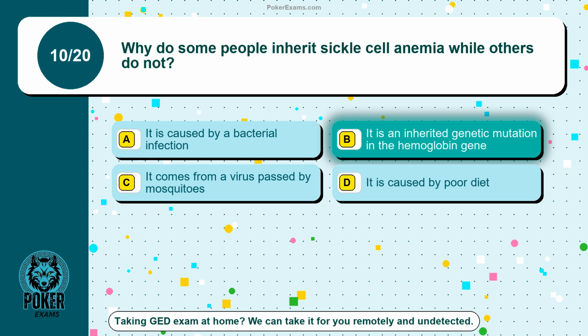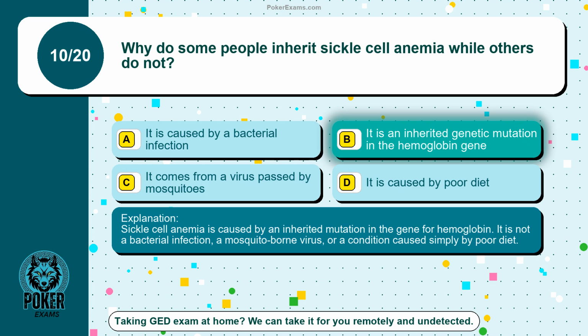The correct answer is option B. It is an inherited genetic mutation in the hemoglobin gene. Sickle cell anemia is caused by an inherited mutation in the gene for hemoglobin. It is not a bacterial infection, a mosquito-borne virus, or a condition caused simply by poor diet.